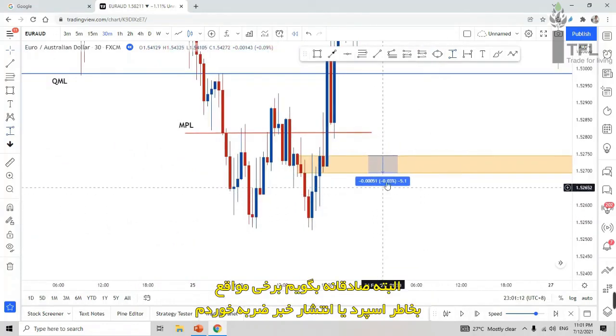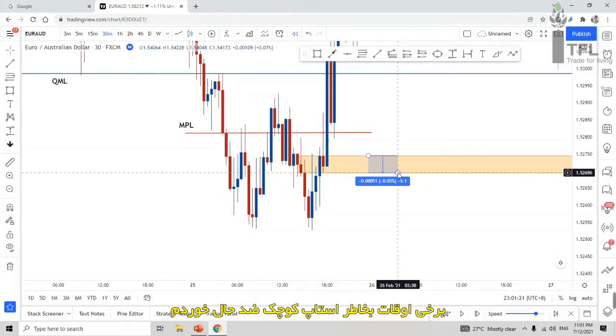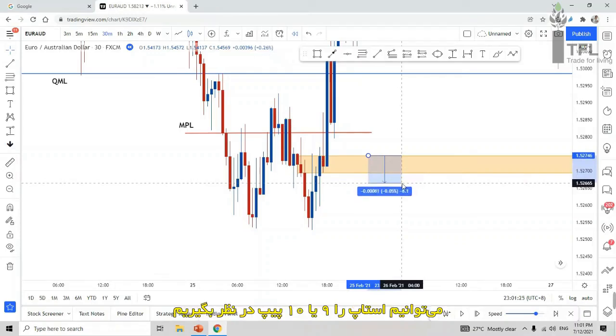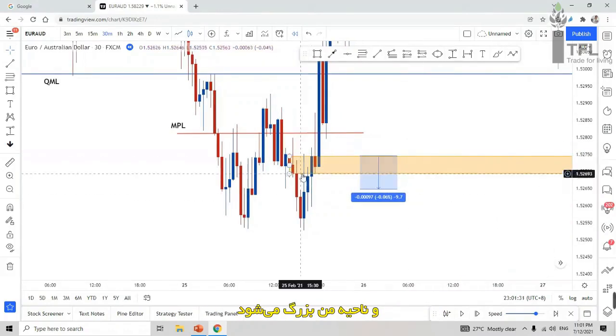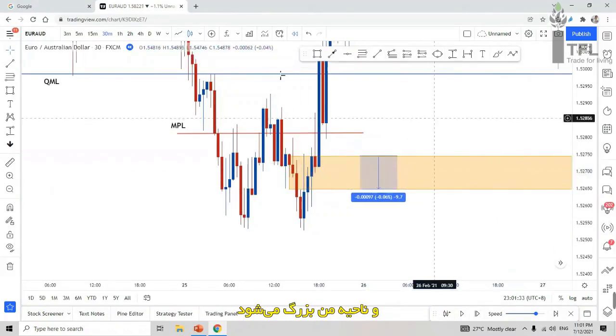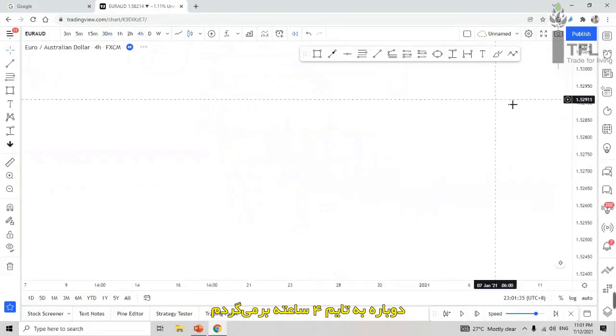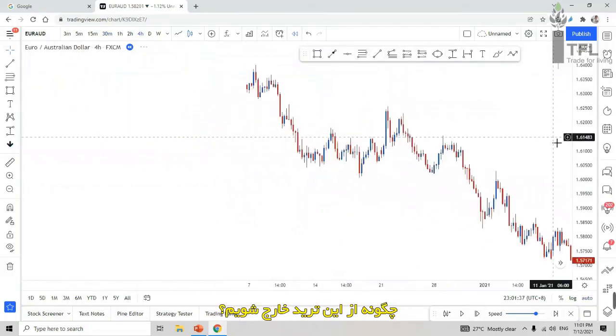But sometimes, I have to be very honest, I do give a bit of buffer due to the spread or due to the news. I do not know. So sometimes I give a bit of buffer, even 9 pips or 10 pips. So let's assume here we have 9 pips, and I might widen my zone. So we go back to H4 and see how we're going to exit this trade.